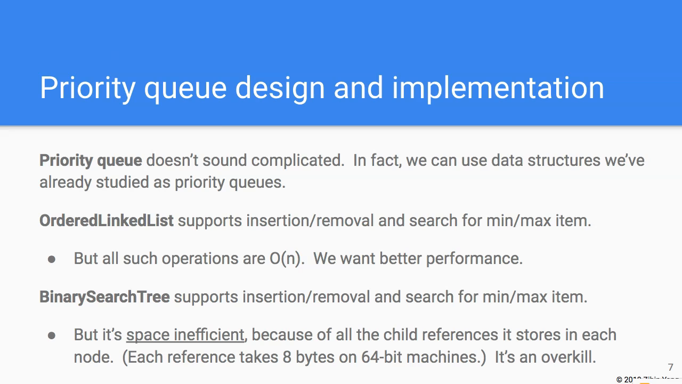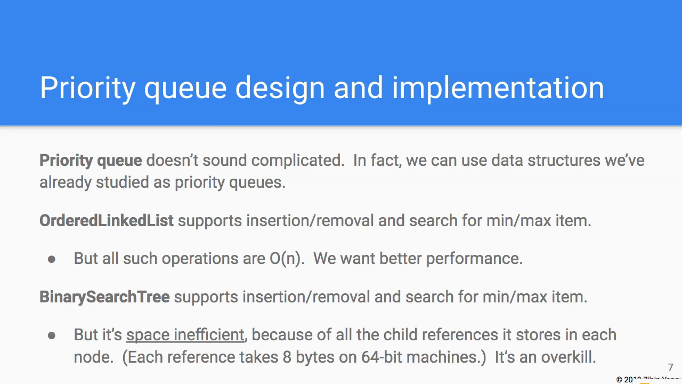So that's linear, and it's very slow when the number of items gets large. So we want better performance. Now, binary search tree has good performance. Most operations on average are O(log n), so that's good. However, it's not very efficient in terms of space utilization.